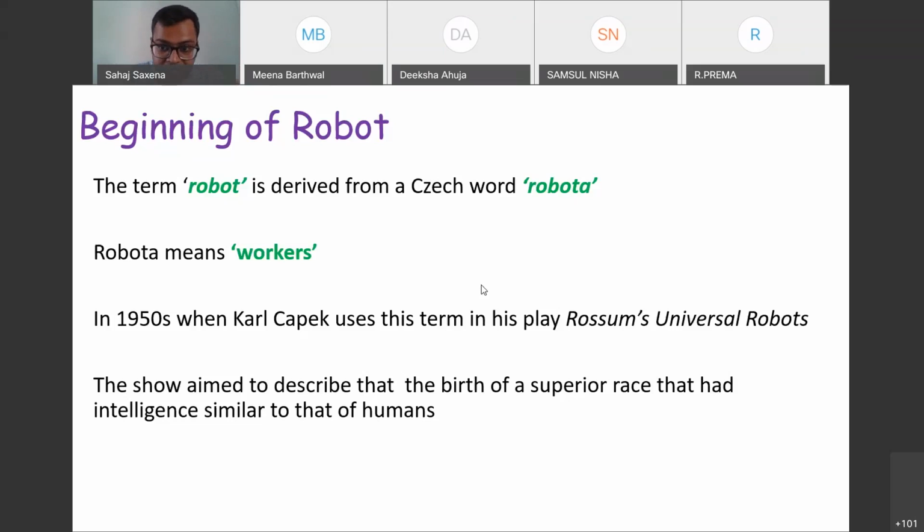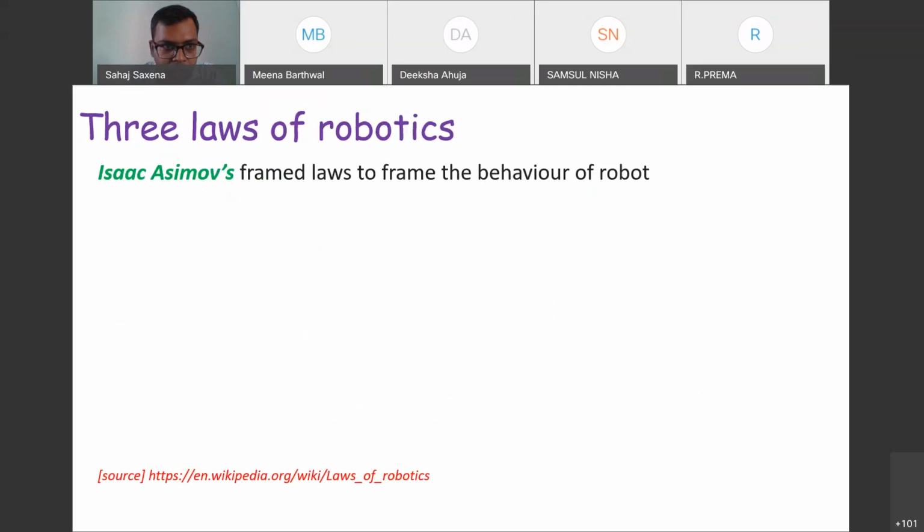And to avoid such threats, there are some laws framed by Isaac Asimov, who said that the robot should not supersede the human race. In order to prevent this type of research, there are three laws of robots, and these laws are for the regulation of robots, so that no one can make a robot that can rule humanity. So what are those rules?